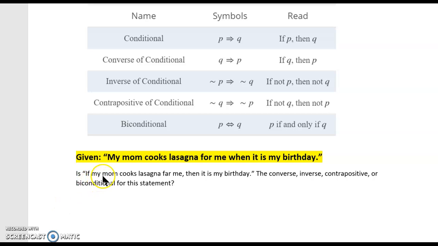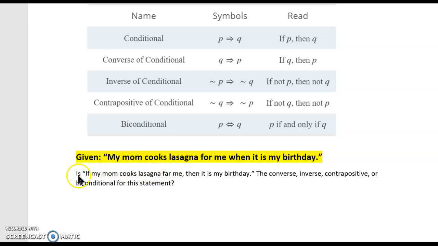This video is about different versions of converse, inverse, and contrapositive that frequently confuse people. So in the version of the homework that my class is working on right now, there are problems like this one that's highlighted here. My mom cooks lasagna for me when it's my birthday. And there's a couple things we need to pull apart here.